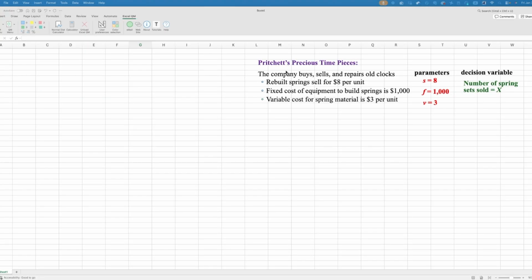So we have a company that sells old clocks. Rebuilt Spring sells for $8 per unit, so they will sell their product for $8 per unit. So selling price, or S, is 8. Fixed cost of equipment is $1,000, so F is $1,000. Variable cost for the raw material is $3 per unit, so V is $3 per unit. We are looking to see how much of this spring should be sold so that the total cost is covered.